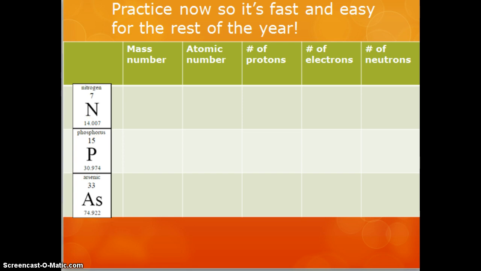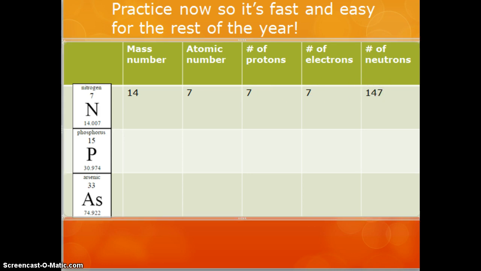So answers for the top row. The mass number is the bigger number. We round it to a whole number. So we just say 14. The atomic number is 7. That's given up here. It's the smaller number and the whole number. The number of protons equals the atomic number. The number of electrons starts out by equaling the number of protons. And how did I get my number of neutrons? I took my mass number minus how many protons I had equals the number of neutrons. In this case, the number of neutrons is the same as the protons and electrons. Sometimes that happens, sometimes it doesn't.